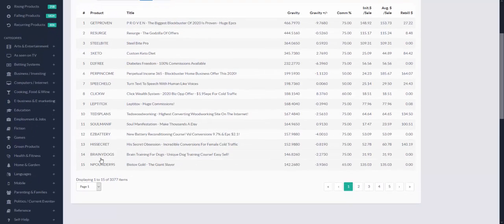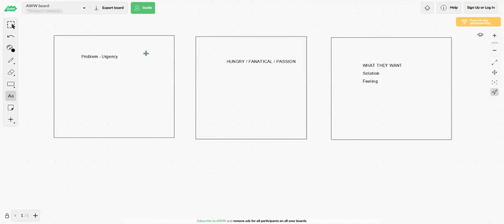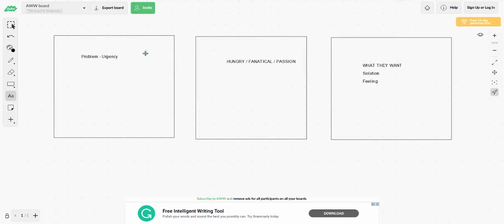Okay, I'll give you another one, and you can see on this site that gives all the top ones, you can see why they're top, like here, training for dogs. So a problem might have an urgency. You really need to train the dog because it's weeing all around the house, or it's biting people, or it's not getting on with other dogs. Okay, and people are hungry, fanatical, passionate about their pets, and they want a solution and the feeling that they get from the resolvement. Is that a word? Resolvement of that problem.